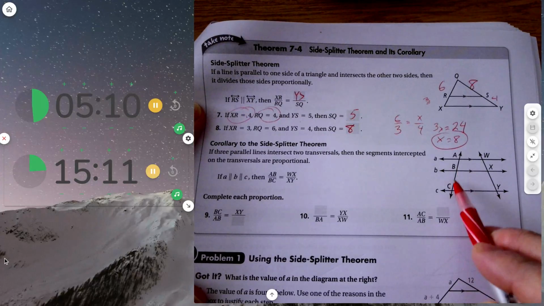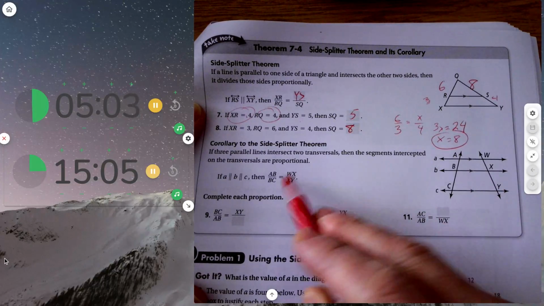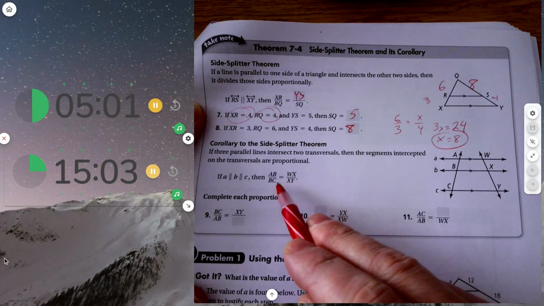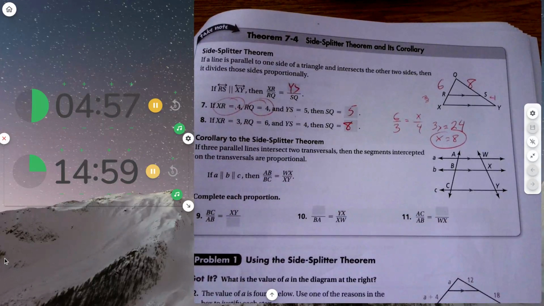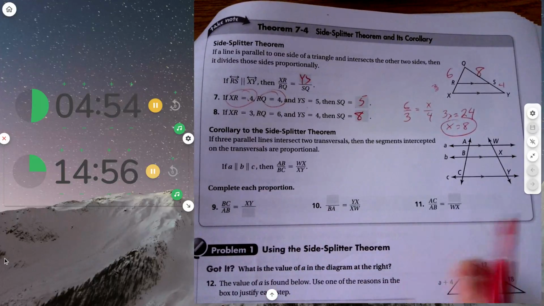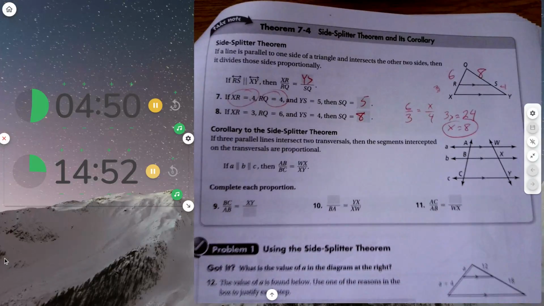So AB to BC is to WX to XY. You've got to keep the cross products the same, so BC times WX and AB times XY. Again, you can write a proportion 8 different ways, and here we're writing it at least 3 different ways. Well, we've got this one, so we're going to write it a total of 4 different ways here.